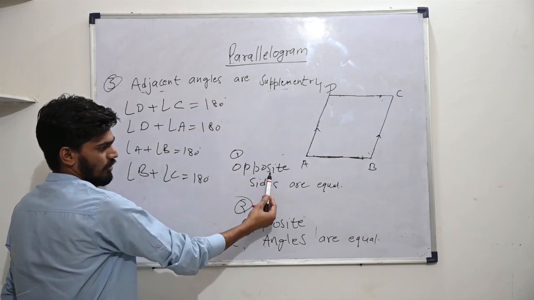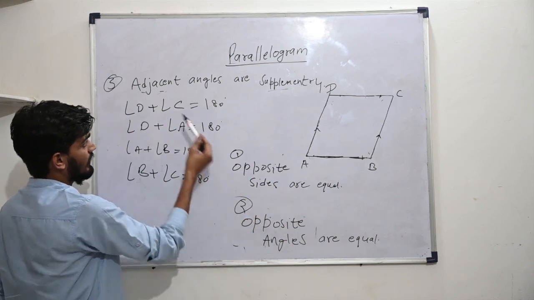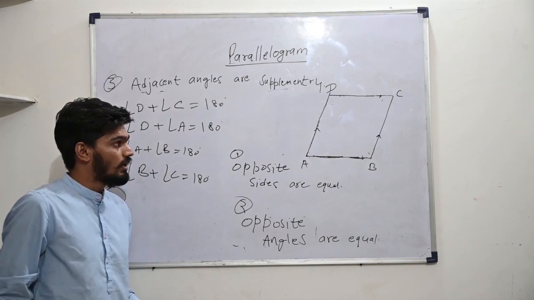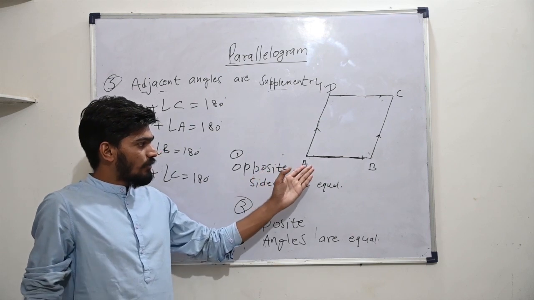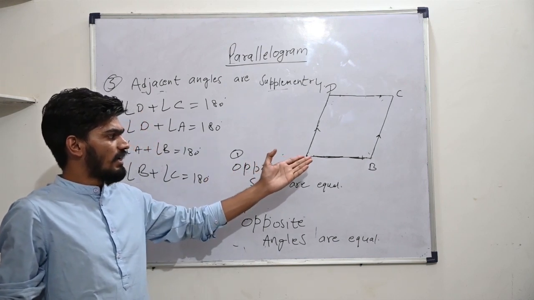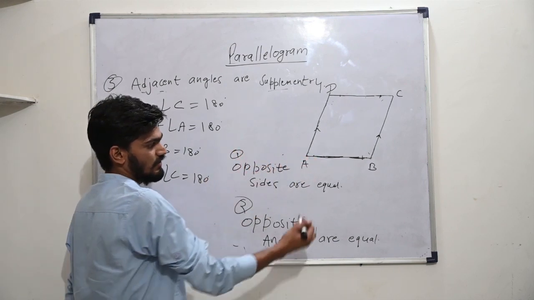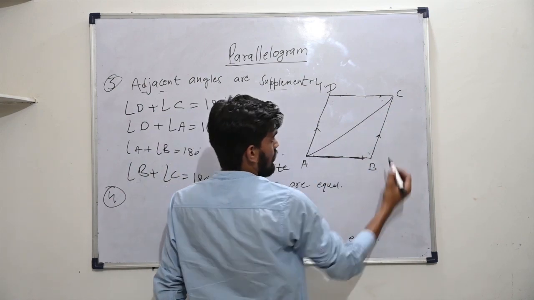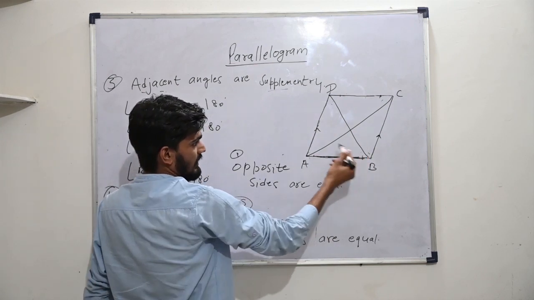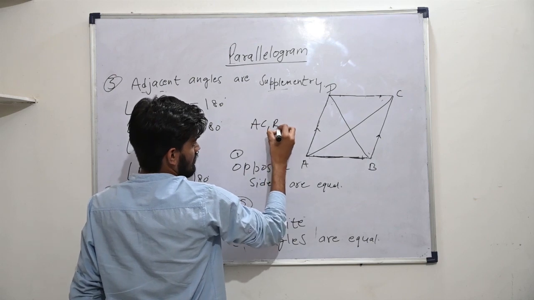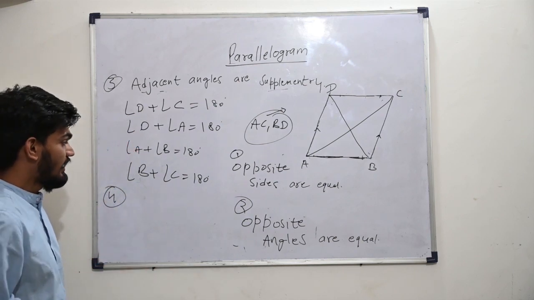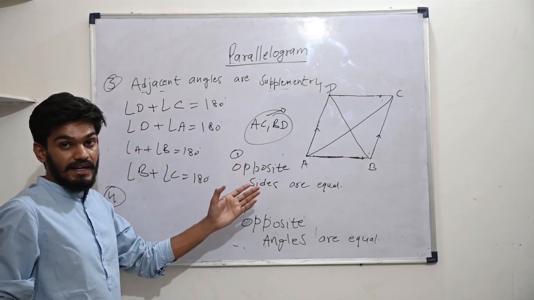So till now we have discussed the first property: opposite sides are equal, opposite angles are equal, adjacent angles are supplementary. Fourth property, diagonal of the parallelogram. What is a diagonal? A diagonal is when you join two non-consecutive vertices of a polygon. So in a parallelogram, when you join two non-consecutive vertices, which are A and C, or let's say B and D also, then you get a diagonal. So here AC and BD are diagonals. What does the fourth property say? That diagonals bisect each other.